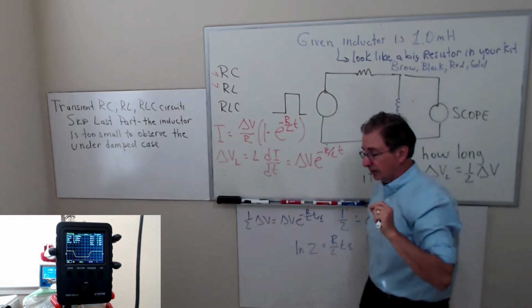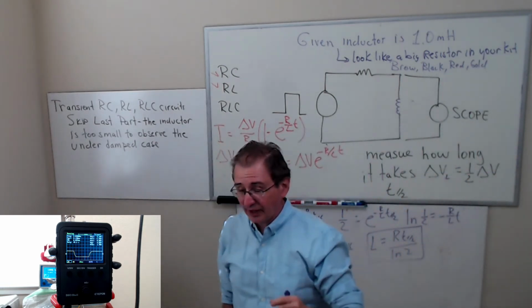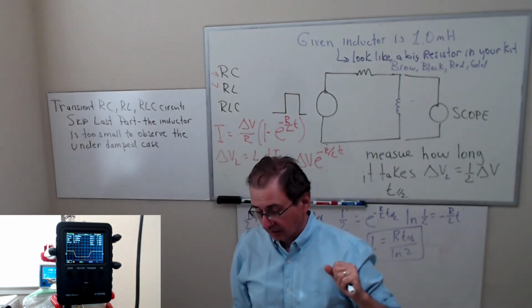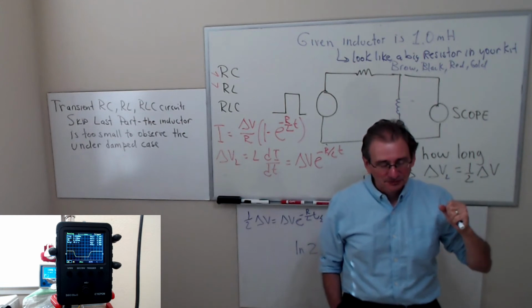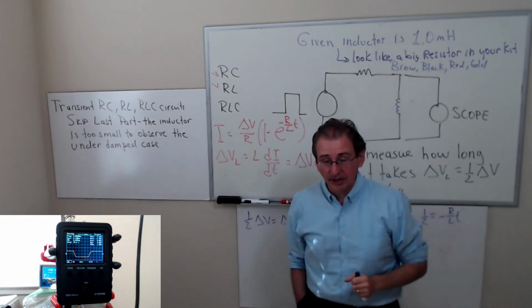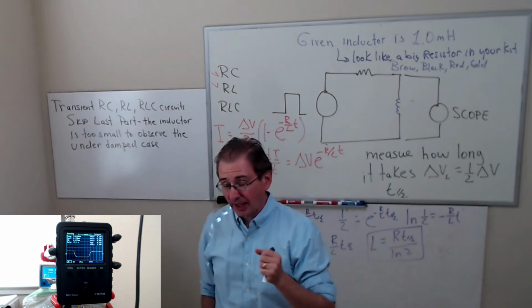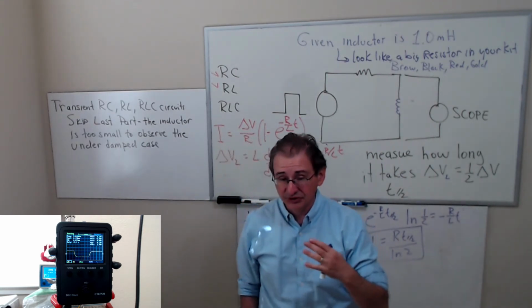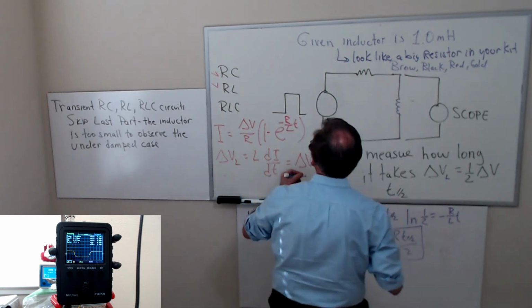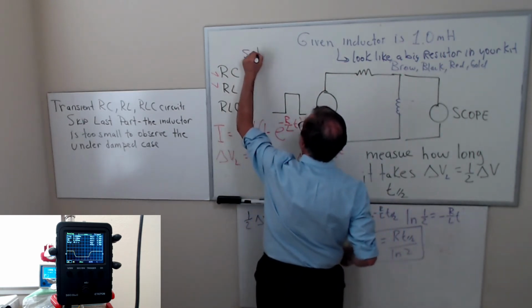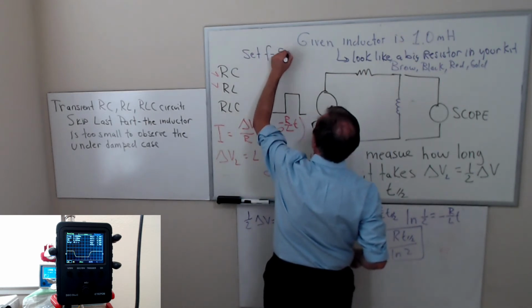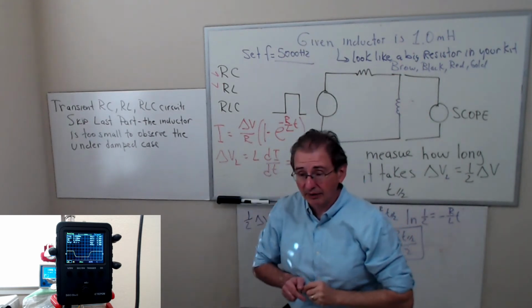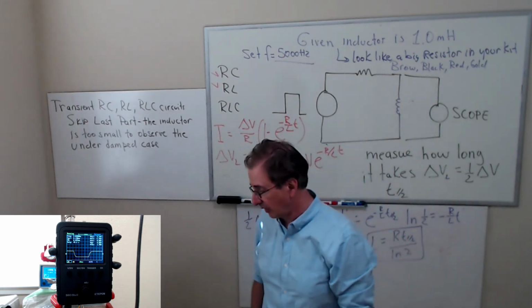And because it's 1 millihenry and not 10 millihenries, the frequency at which you do this experiment in part 2 can't be 500 hertz. You've got to set the frequency to 5,000 hertz. Set the frequency of the signal generator to 5,000 hertz. Otherwise, it's going to be very difficult to do the measurement.